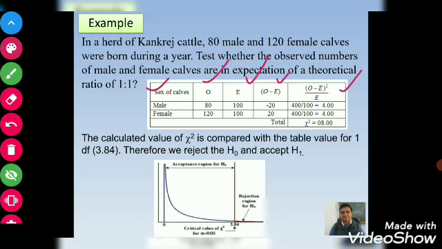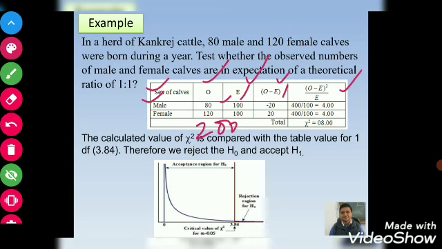So in the sex of calf is male, observed was 80, and what will be the expected? So total calves are 200. So your expected frequency will be 100 male and 100 female. So expected frequency is 100 for male, and difference will be minus 20, and then you have to square the difference. So square of the difference will be 20 into 20, 400, divided by expected. So 400 divided by 100, that is 4.